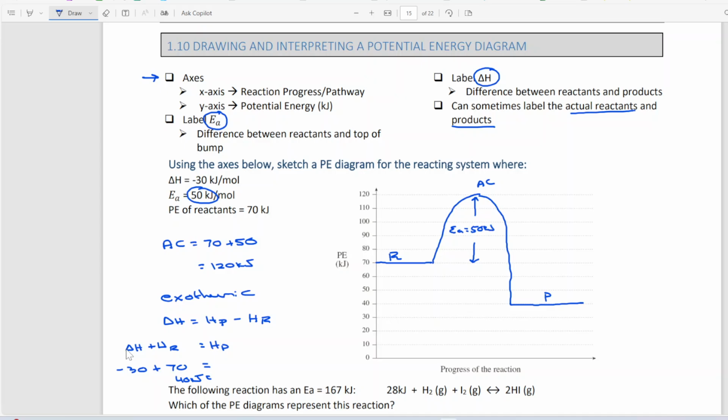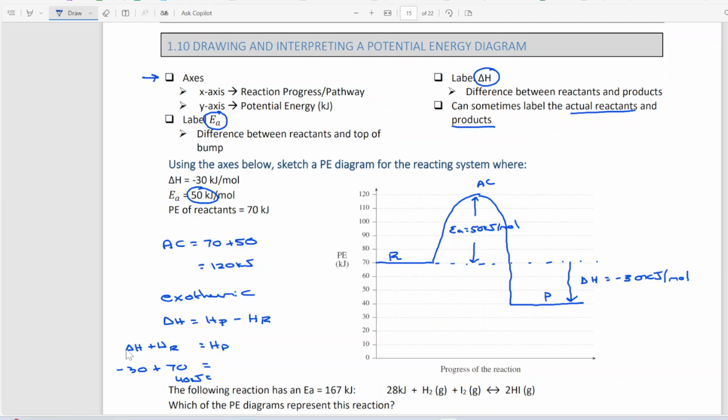Now it says 50 kilojoules per mole because you would need 50 kilojoules for every mole of the reaction that's going to happen. Okay. And then the other thing I want to put is my delta H. So again, it is heat released. Some people like going like this and talking about delta H over here. And they would say delta H is equal to negative 30 kilojoules per mole.